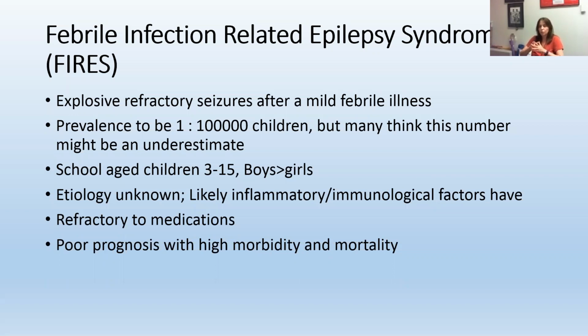It's usually in school-age children between ages 3 and 15. It's seen more in boys than in girls, interestingly the same as febrile seizures, which we see more in boys than in girls. And the etiology is unknown. These are the children who get a $1 million workup, including infectious, autoimmune, and genetic, and we don't really find a cause for it yet. But the thinking is that it is either immunological or inflammatory factors that play into it.